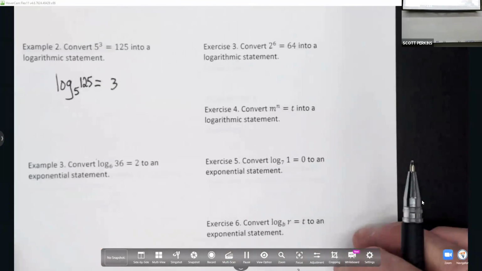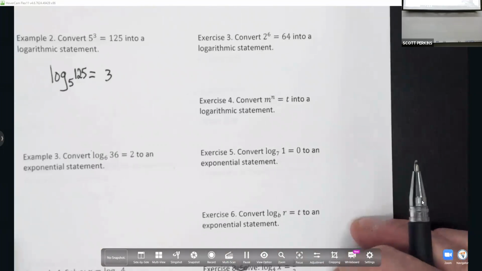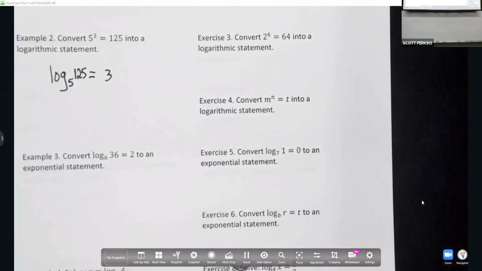What I would like you to do now is exercise 3. 2 to the 6th equals 64 is a true statement. Write that as a logarithm.